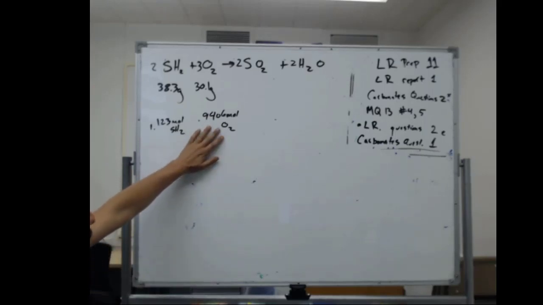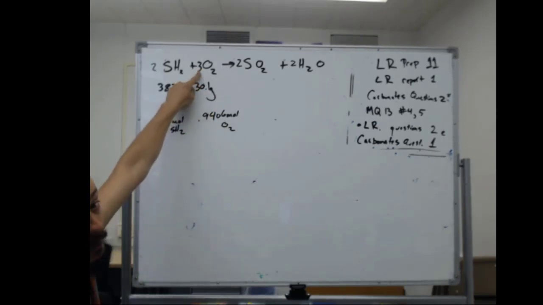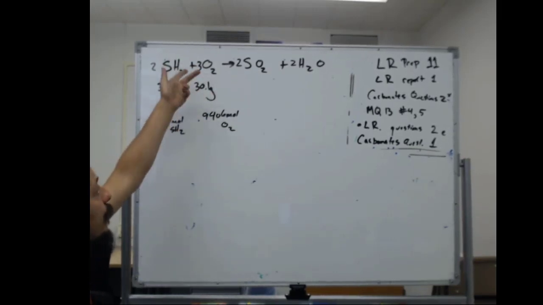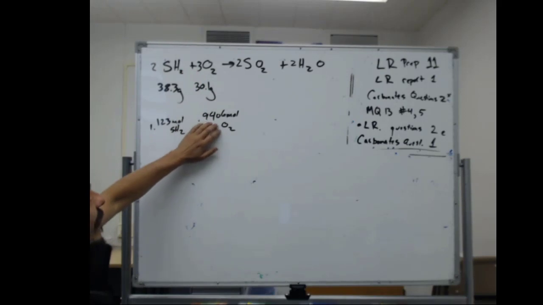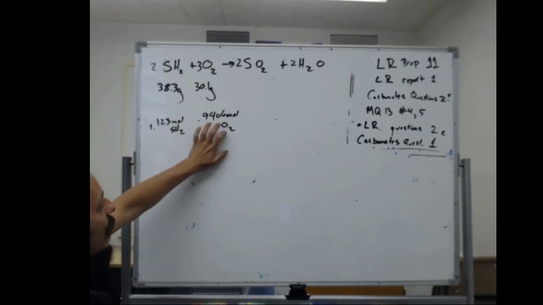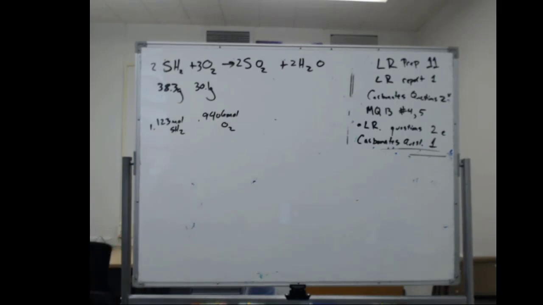It's not because it's the smallest number. It's because it's a smaller number with a bigger coefficient. So this bigger coefficient tells me I need more oxygen than sulfur. I need about a 3:2 ratio. And I've got less oxygen than dihydrogen sulfide. So I know that this must be the limiting reactant.